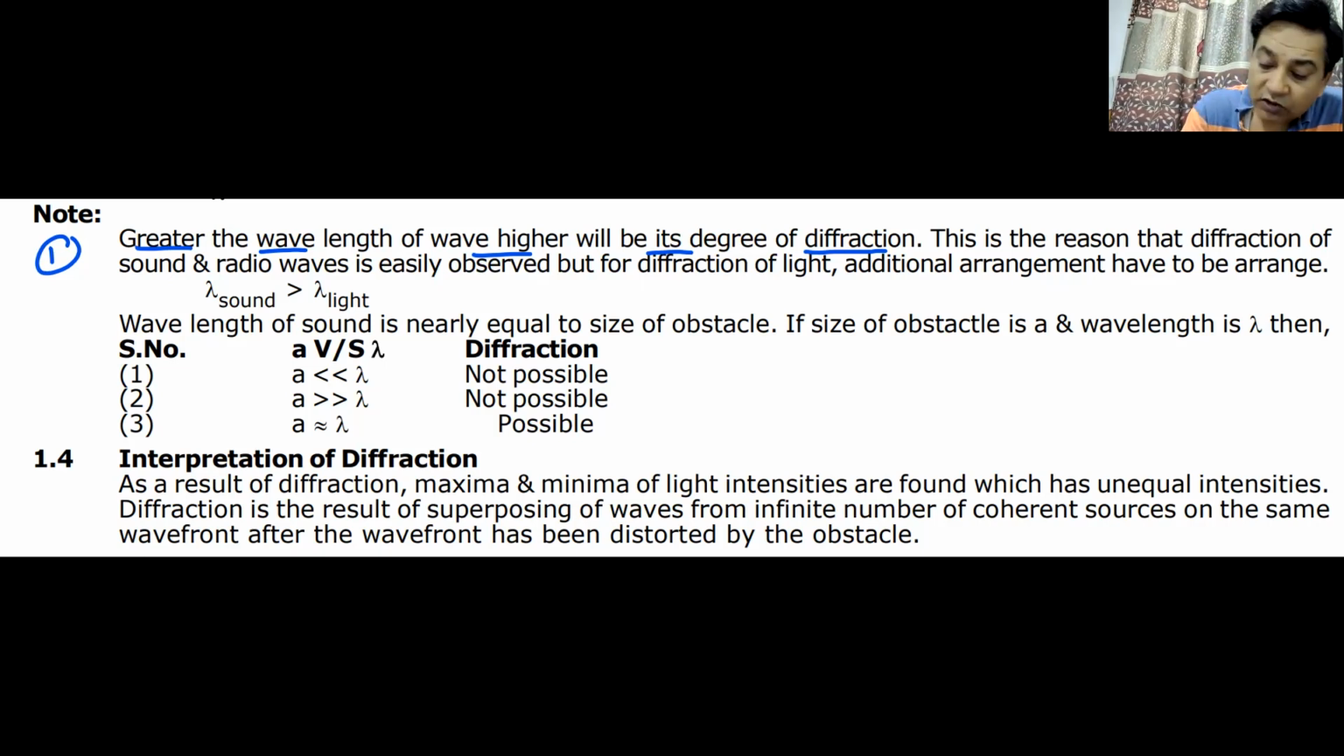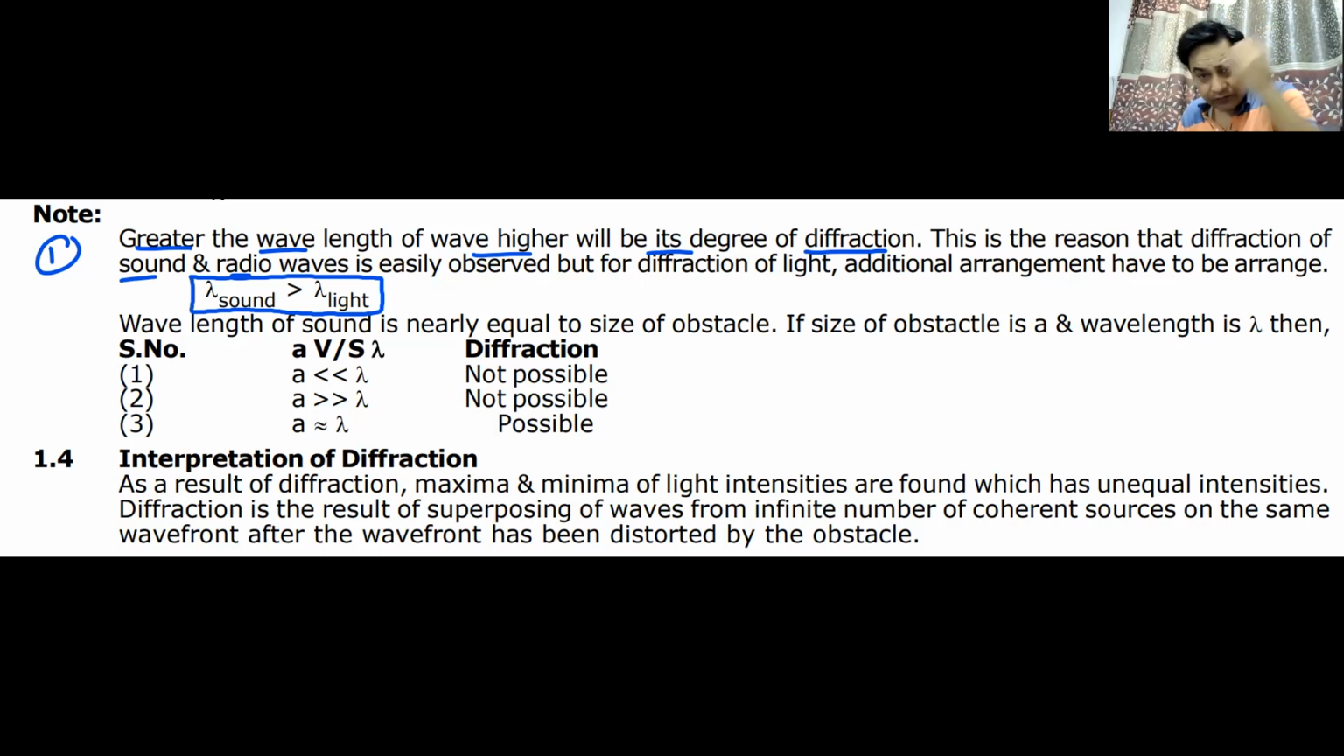Remember, sound waves and radio waves have much larger wavelength compared to light. Wavelength of sound or wavelength of radio waves is much larger compared to light, and therefore it is easier to see diffraction in sound waves and radio waves because their wavelength is much larger. To get diffraction from light waves, we must create an obstacle, we must create an opening which is very small.